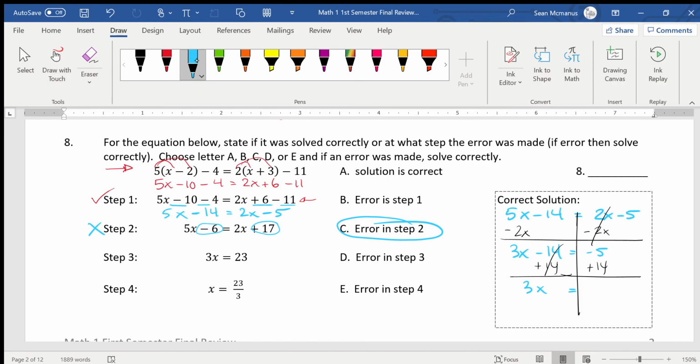Negative 5 plus 14. That really is the same thing as 14 minus 5, which would give me 9. And then if I divide both sides by 3, x equals 3. Right, so you can see what they came up with here was not correct because these two things here gave them something different right there.